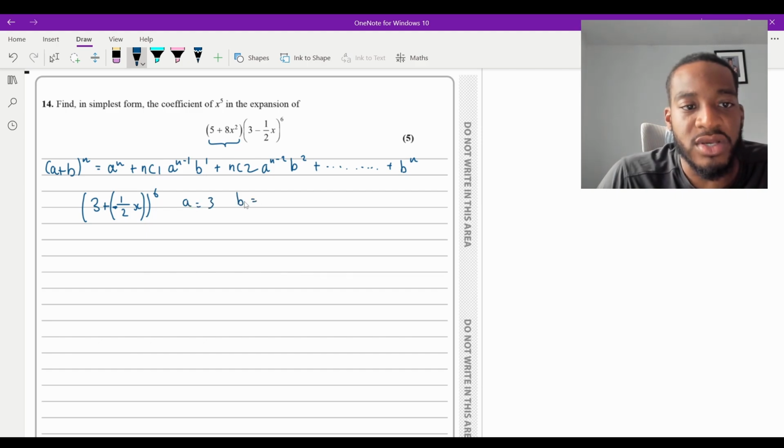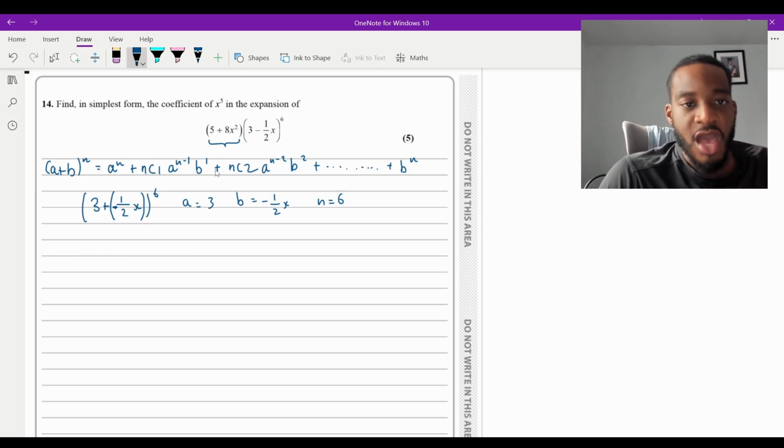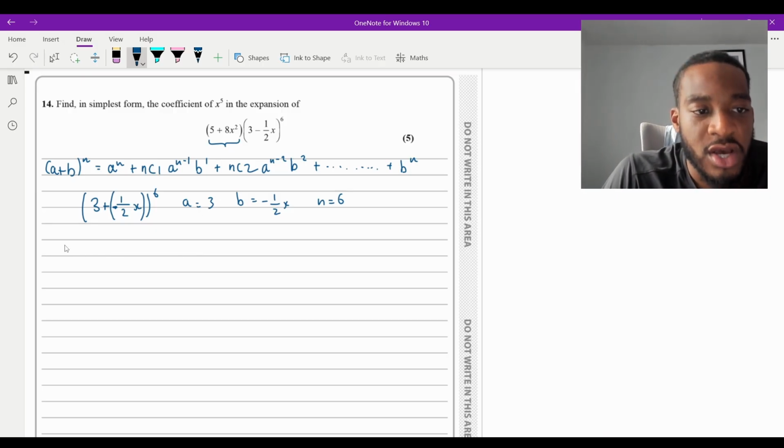Our b is going to be a minus a half x, and our n is 6, isn't it? And then I'm just going to follow that formula. However, as I said before, we've got a bracket here. So I'm going to write 5 plus 8x squared, like that. And then I'm going to apply the formula now.